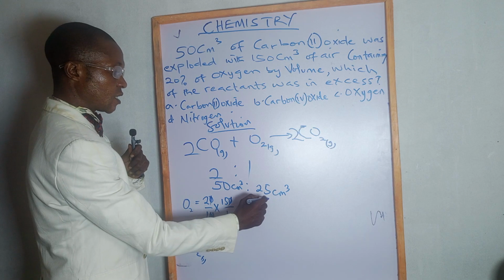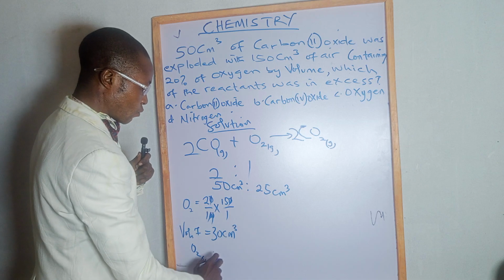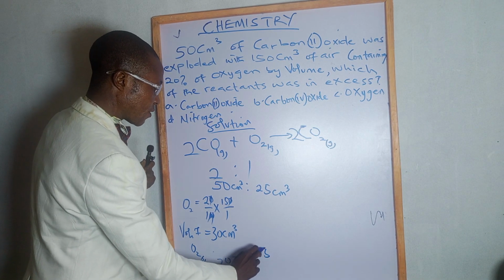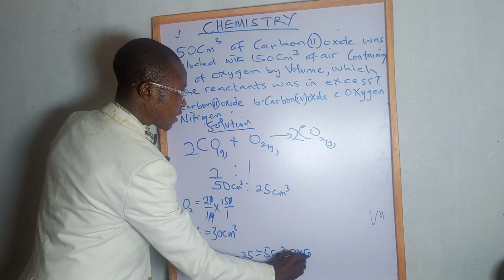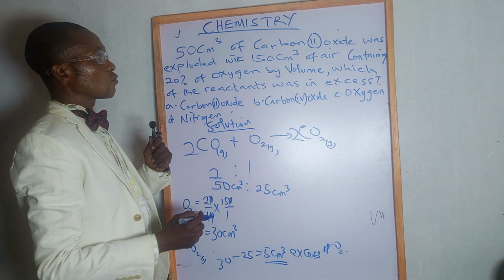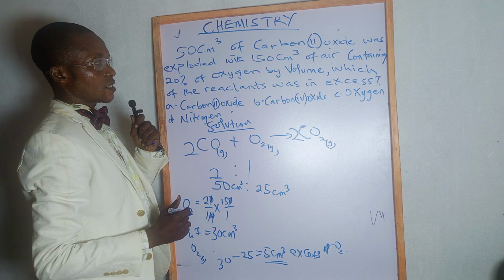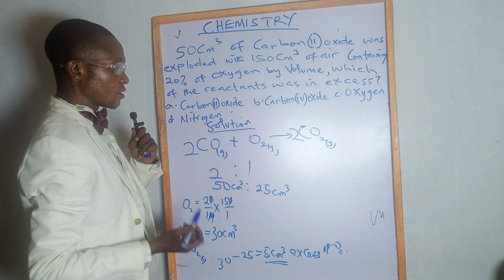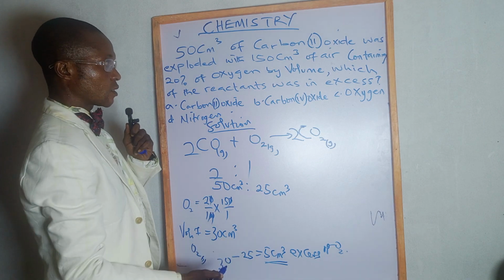So only 25 cm³ is the amount that will react, and therefore you subtract 25 from 30, you have 5 cm³. That means this is 5 cm³ excess of oxygen. The question is asking us to determine the reactant that is in excess, the one that is in abundance. So therefore, oxygen is in abundance.